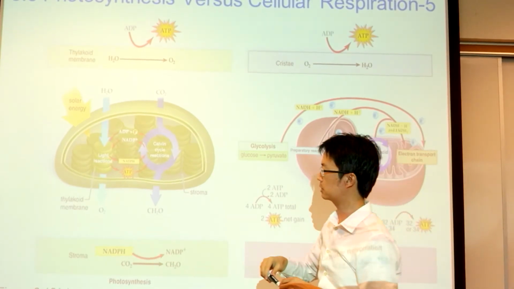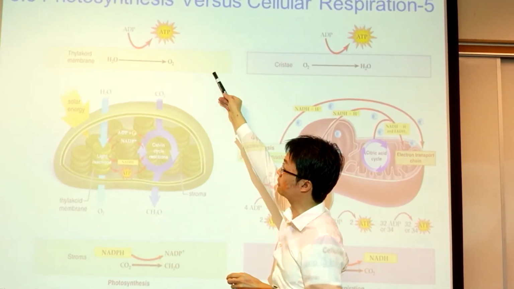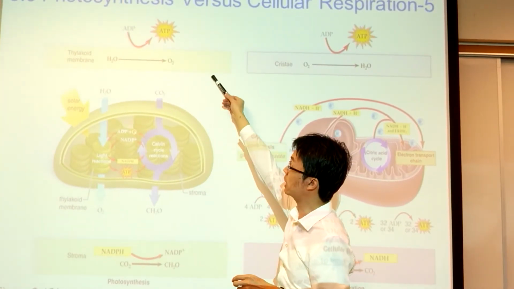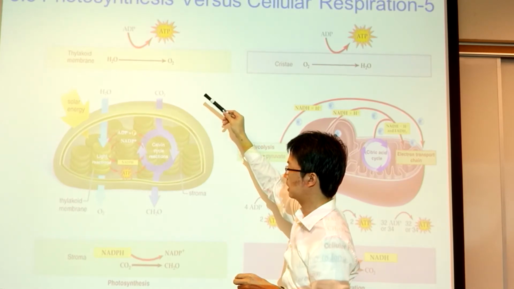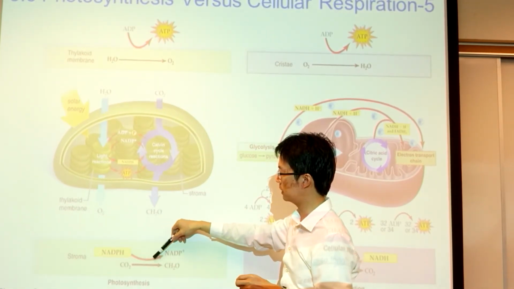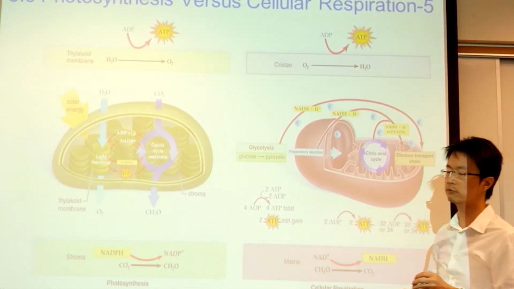For photosynthesis, the light reaction occurs first, and the Calvin cycle later. In the light reaction, it makes ATP and NADPH, and then in the Calvin cycle, it uses NADPH and ATP to make G3P, the precursor of glucose.